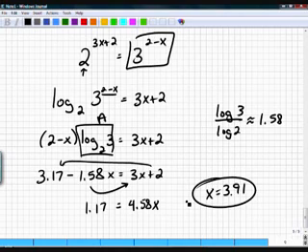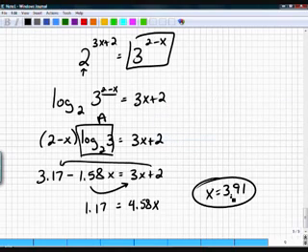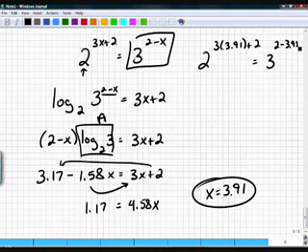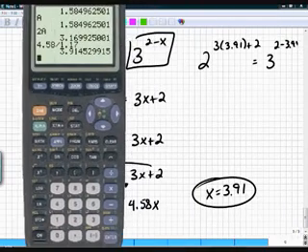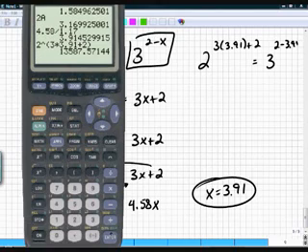You can check yourself on these. Since this is such a complicated one, let me show you how to check it, because there's a good possibility we might have missed some part. If we think x is 3.91, you can go up here and plug it into each of them. 2 to the 3 times 3.91 plus 2 should equal 3 raised to the 2 minus 3.91. So do each part just to check and see if they are equal. You've got 2 raised to the 3 times 3.91 plus 2. You get about 13,587.